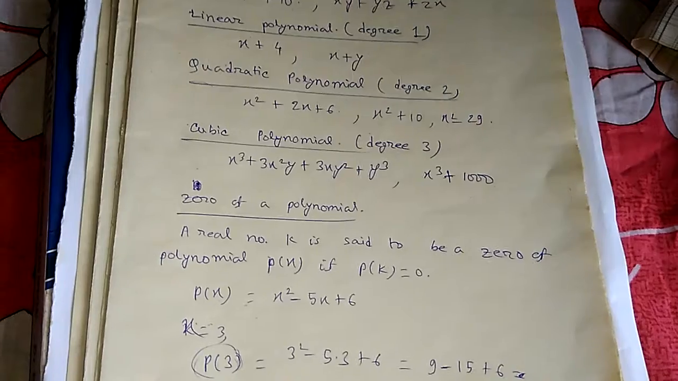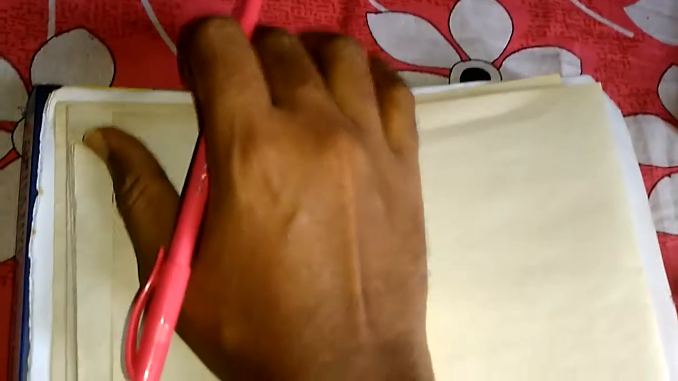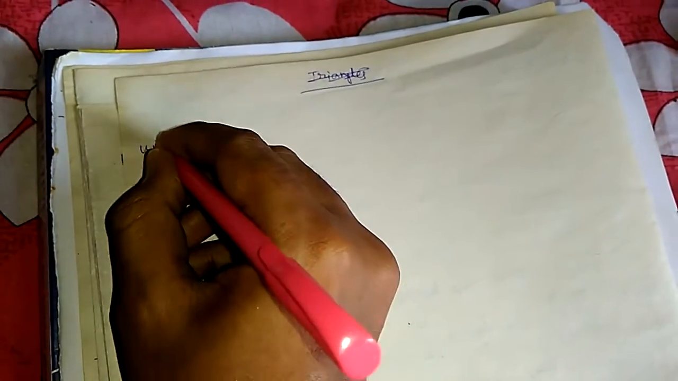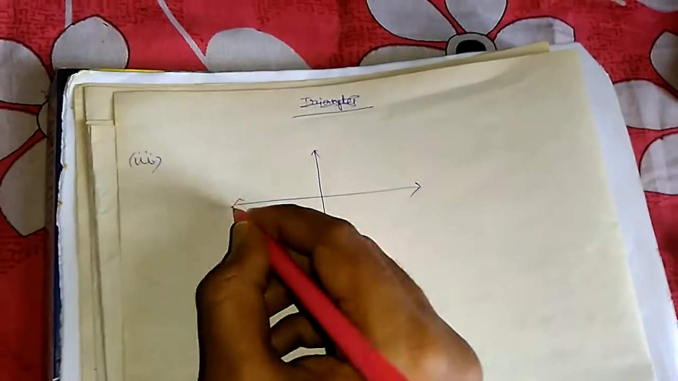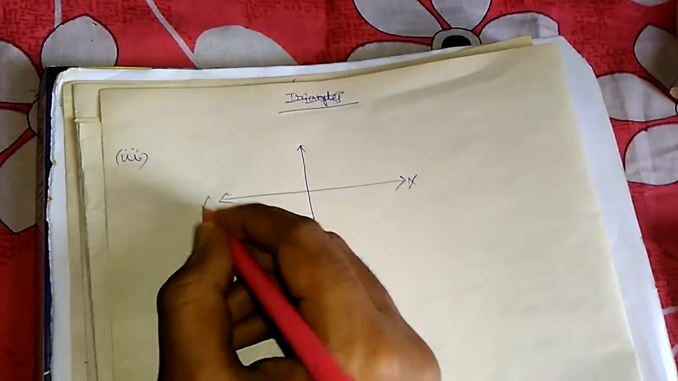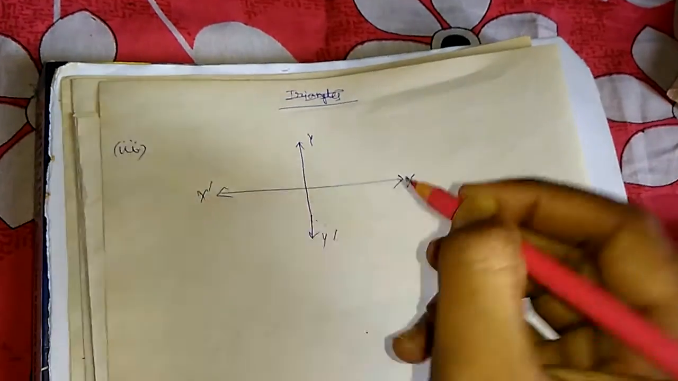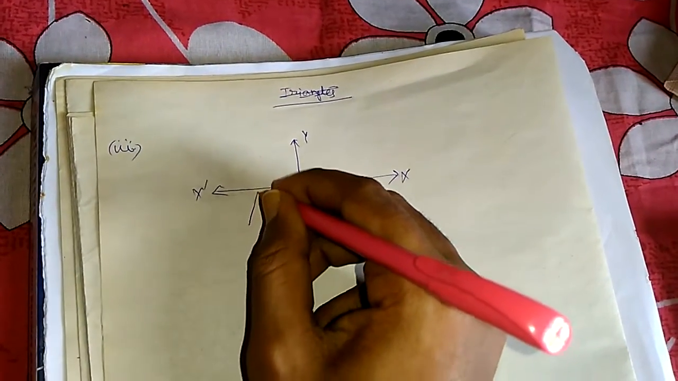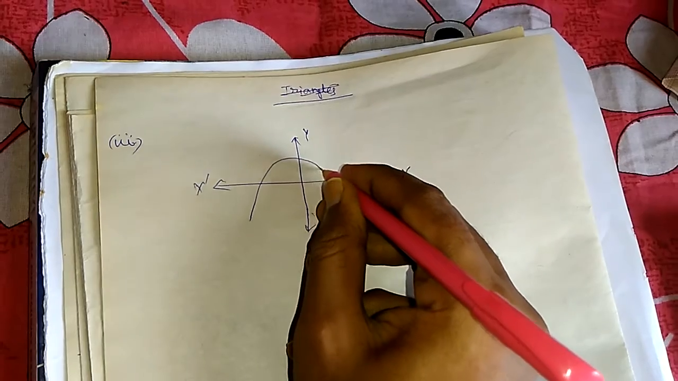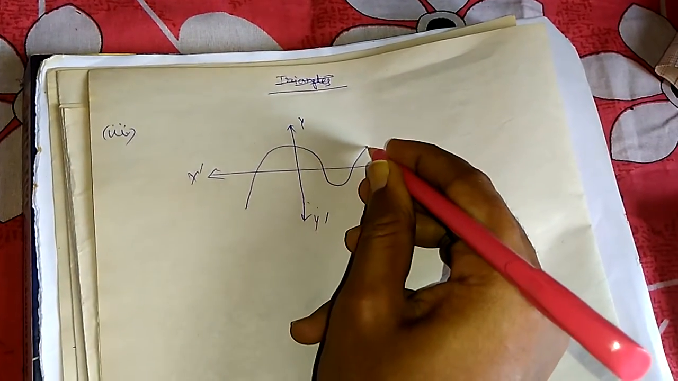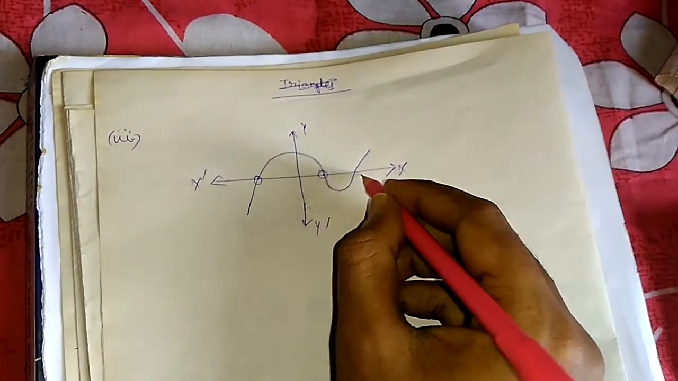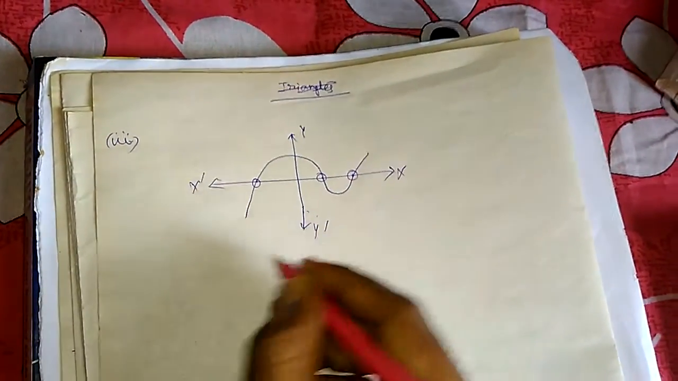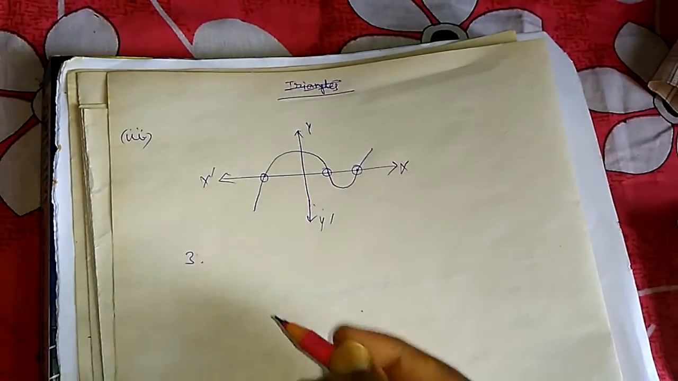To better understand, next we will do another question, question number 3. Another figure they have given to us, like before, x dash and y dash, and it is like that. Here you can see 1 point, 2 points, and 3 points. It has cut the x-axis at 3 points, so it has a total of 3 zeros of the polynomial.